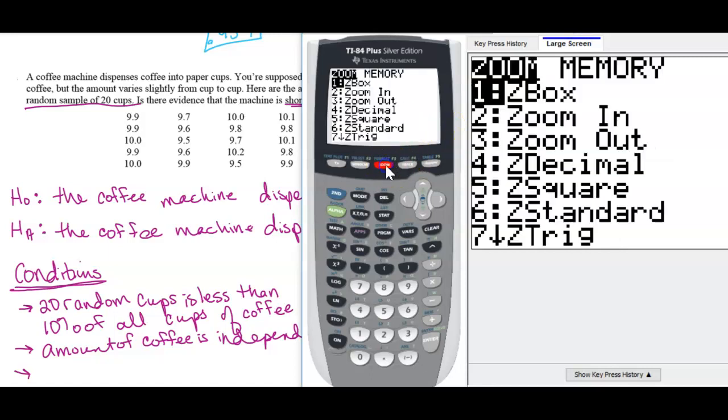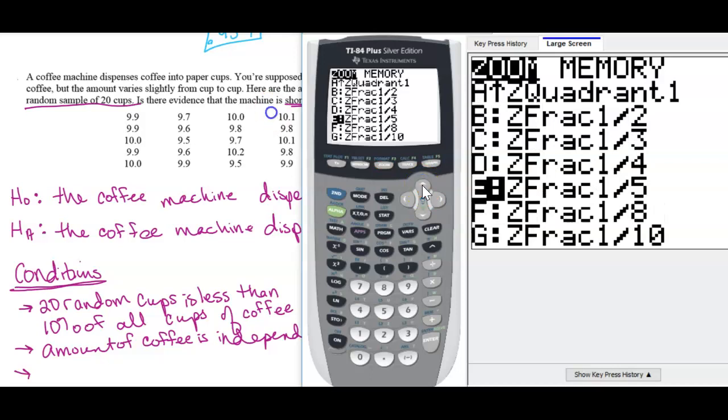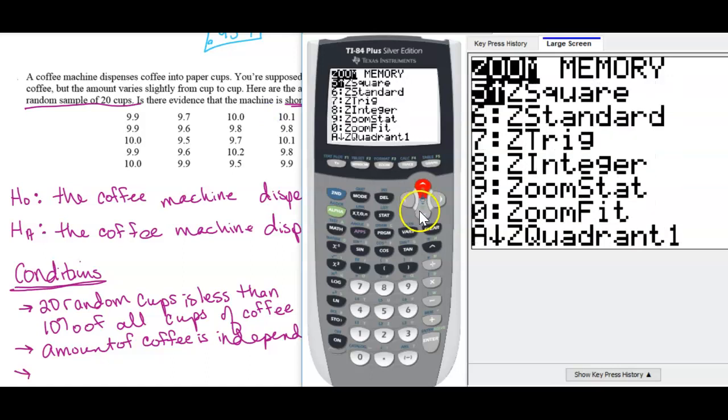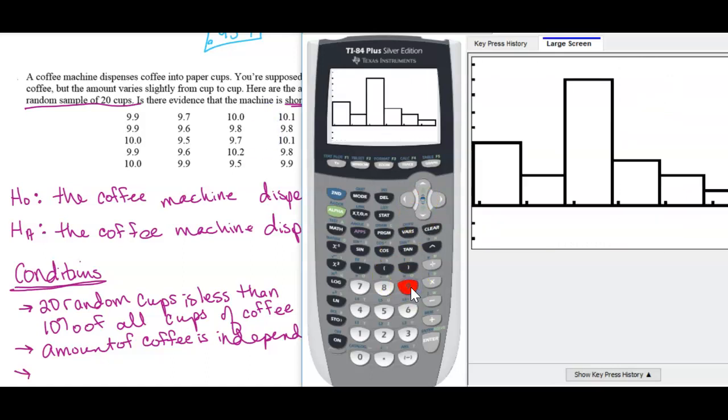Okay, now I'm going to do my window. And remember, all the way at the bottom, there's a ZoomStat. I probably should have gone down versus up, but I think it's 9. Oh, no, I went too far. 9, yeah, so I'm just going to hit the number 9. Okay. All right, so it doesn't look great, but it is roughly unimodal. And it's kind of symmetric. So this is a good enough shape with the size of 20.